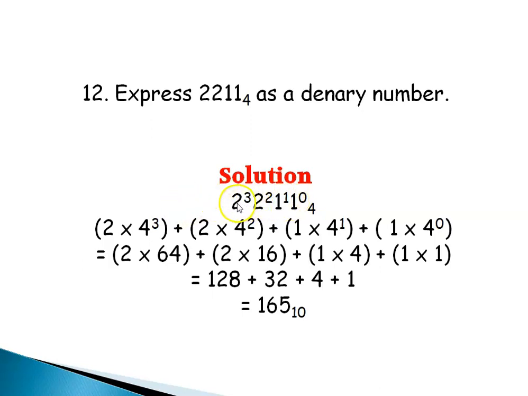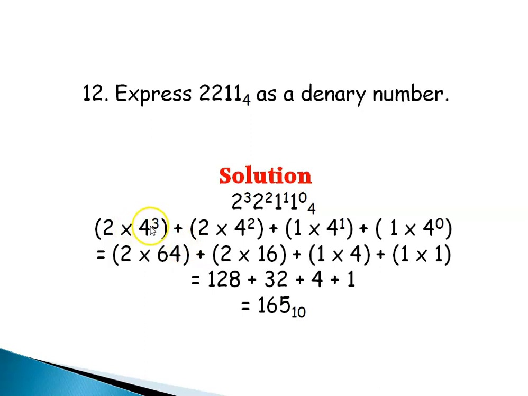So I'll come here, 2 multiplied by this 4 raised to power 3. And this is what you have here. 2 multiplied by 4 raised to power 2. This is it. 1 multiplied by this 4 raised to power 1. 1 multiplied by this 4 raised to power 0. So I have all of that written here.